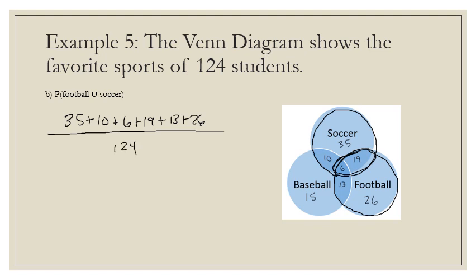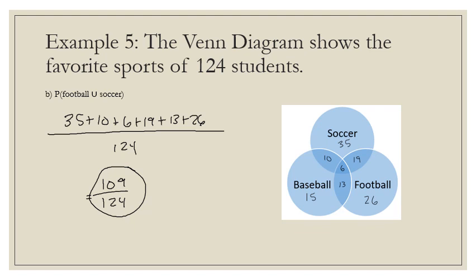Out of 124. Okay, so I'm going to add this up. 35 plus 10 plus 6 plus 19 plus 13 plus 26. I'm just typing it in my calculator. So I get 109. And then we can see if this reduces. Right? It does not. So we'll just leave it like this. Okay? So remember, AND is also called intersection because it's the intersection of the Venn diagram. And OR is called union, which is why we use a U for it, union, right? So it's everything in both circles.